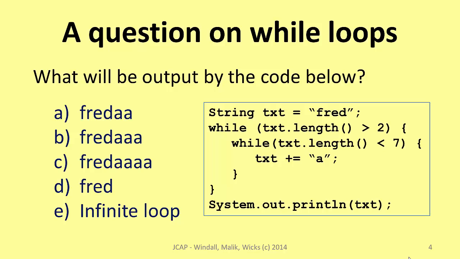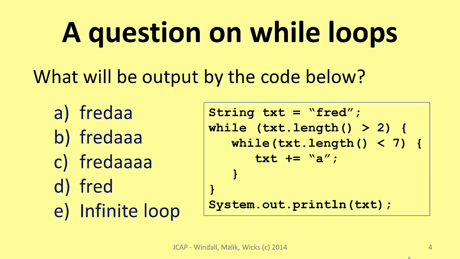Okay, let's go. We'll go through each line of code one at a time. First of all, we create a string variable called txt and populate it with the word Fred. Now we've got an outer while loop and an inner while loop. We only go to the inner while loop if the expression in the first while loop evaluates to true. txt.length greater than 2. Well, since Fred is 4 characters long, the length of txt is greater than 2.